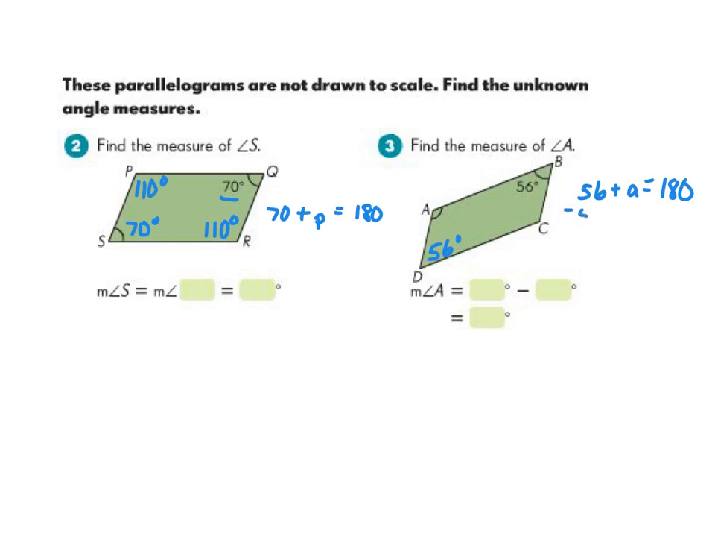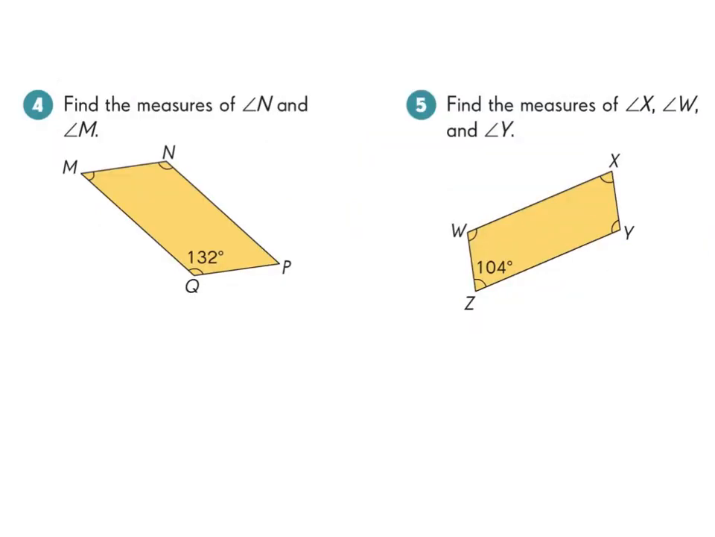So if we subtract 56 from both sides of our equation, A equals, that looks like a 9, but it's meant to be an A. Guess I need to do some borrowing. 124 degrees. Okay, and if this is 124 degrees, then what is C? Also 124 degrees. Very good.